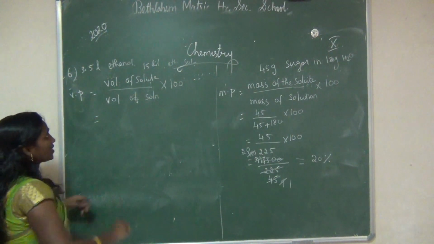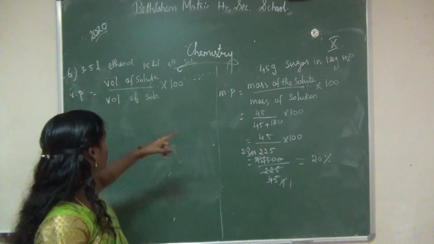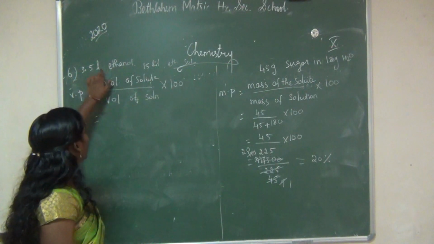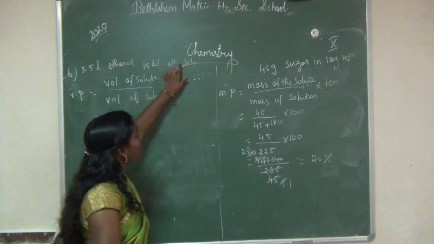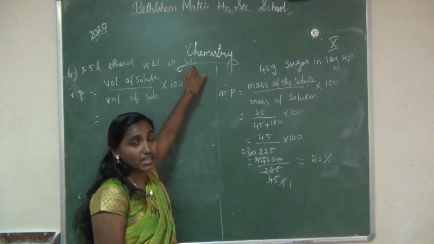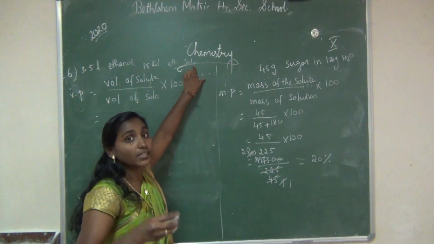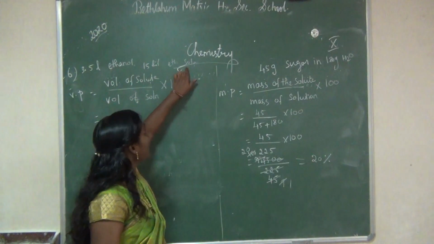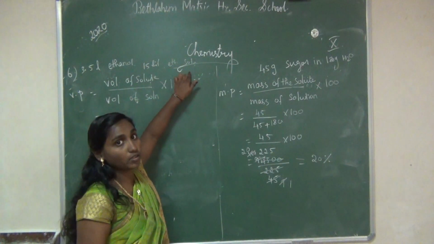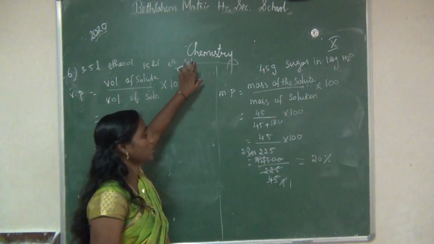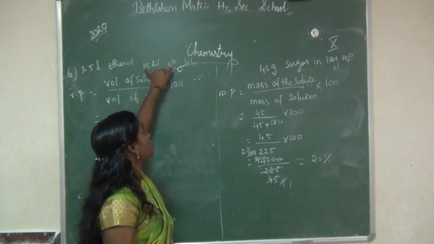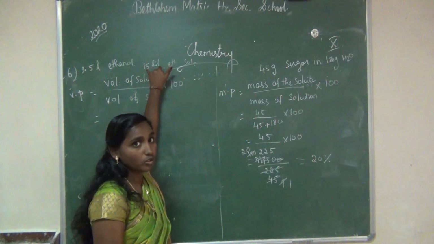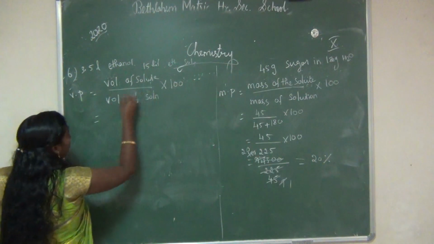So here, what is solute, what is solvent? Ethanol is the solute, right? Then they have given an ethanol solution. Ethanol solution means that it contains ethanol and water, solute and solvent. So here it is a solution, so directly you can apply this value. We can apply the values first.